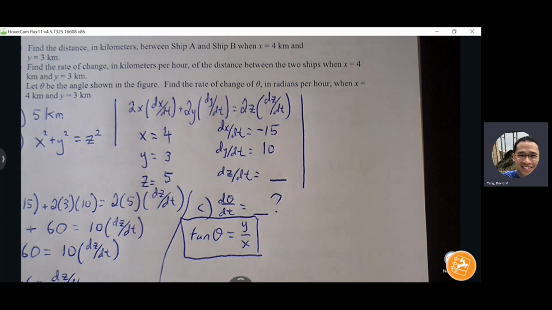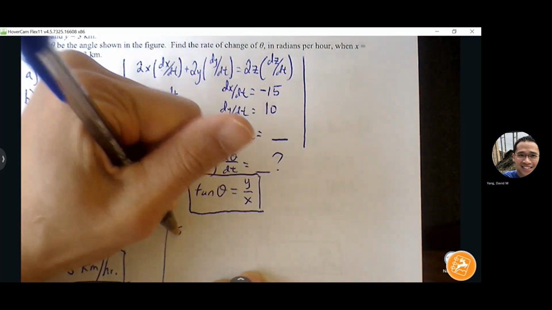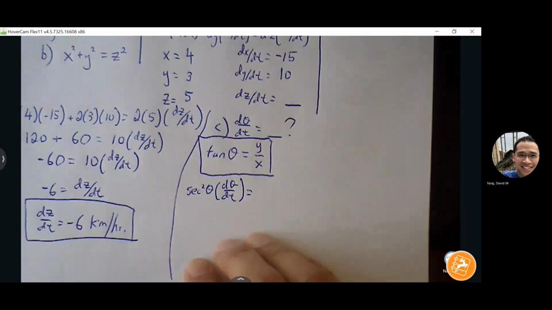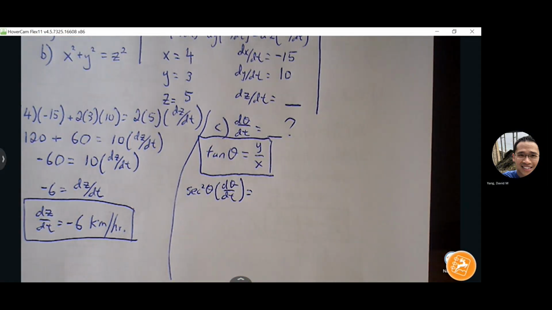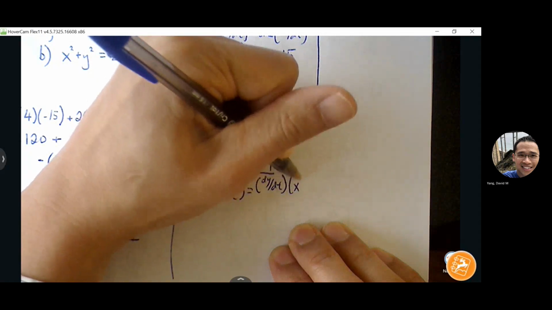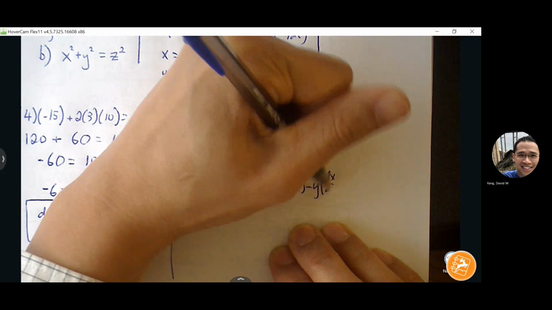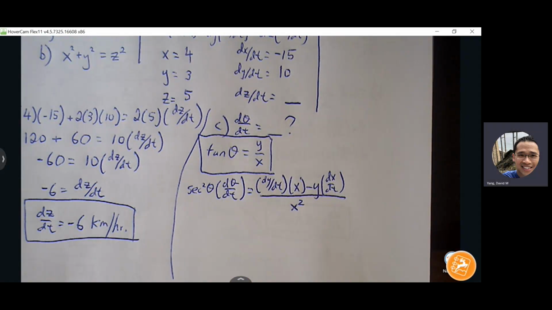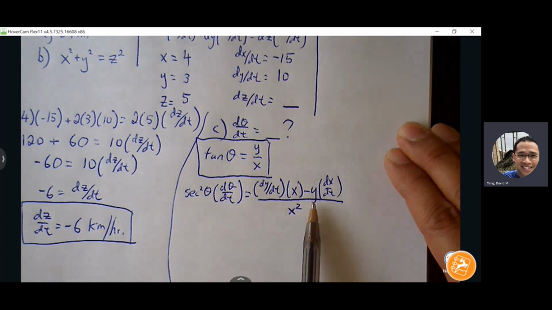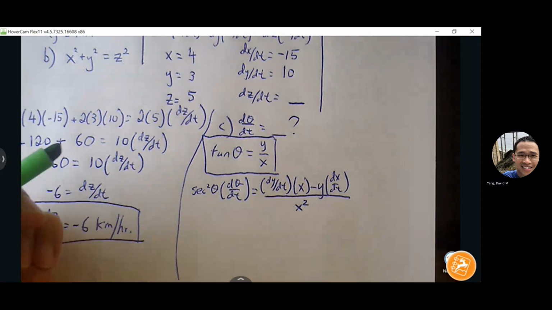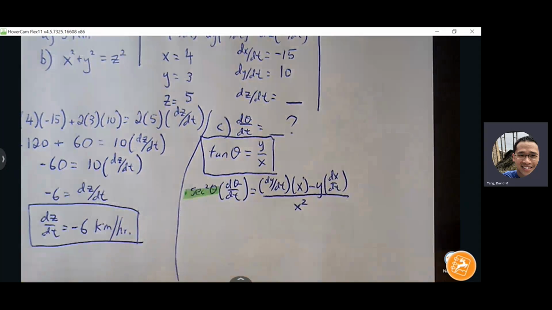Okay, so we find our derivative on the left side, quotient rule on the right side. Tangent becomes secant squared. Y over x, that's f prime g minus fg prime all over g squared. Just like what we said before, everything that we need, we have from part B. So dy dt we have, x we have, y we have, dx dt we have, x squared we have. But the one missing piece that we still need to look for is secant of theta, right?